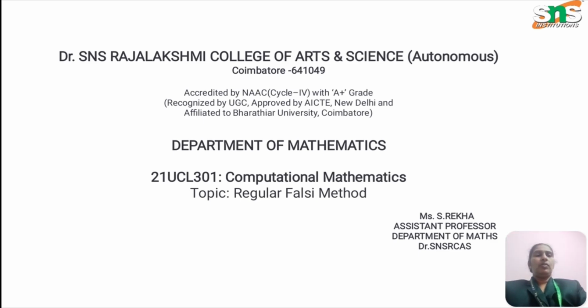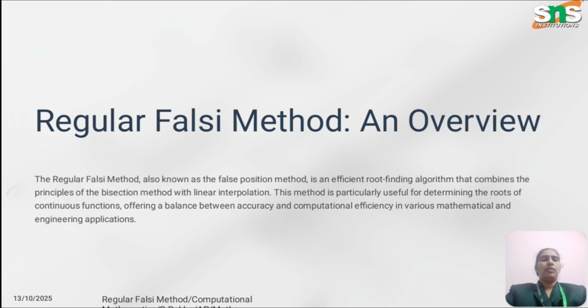So first we can see what is meant by regula falsi method. It is also known as the false position method. It has a certain algorithm. It is similar to the bisection method. This method is a particular case of determining the roots of a continuous function, and it gives accuracy and computational efficiency in various mathematical and engineering applications.